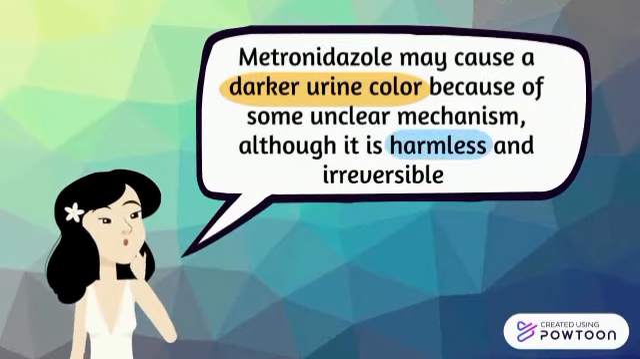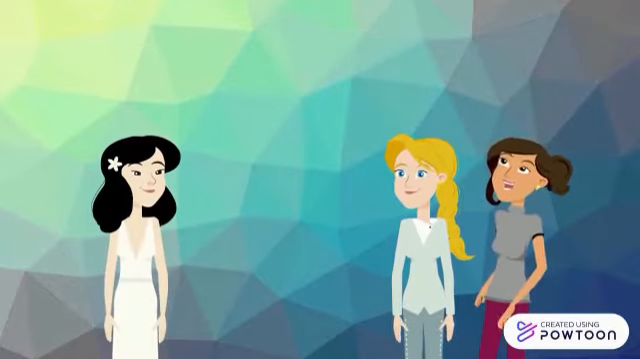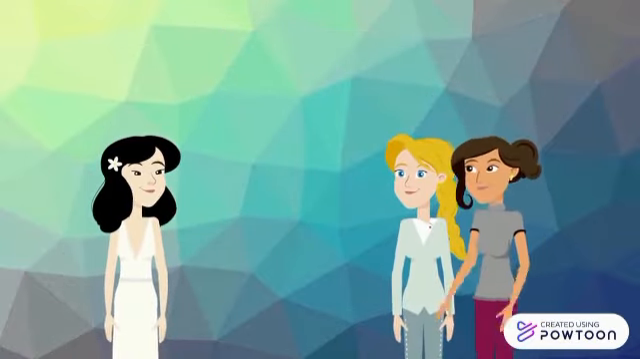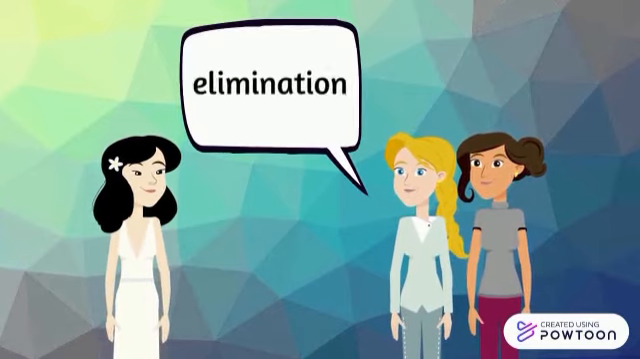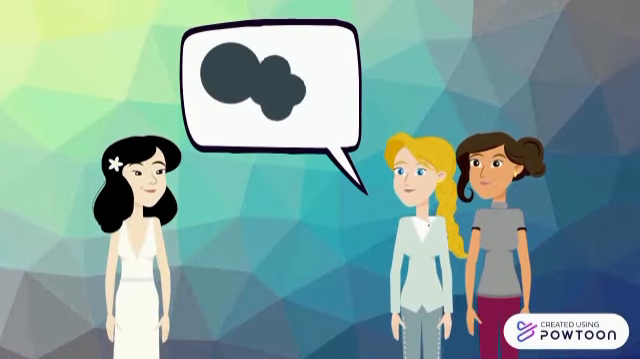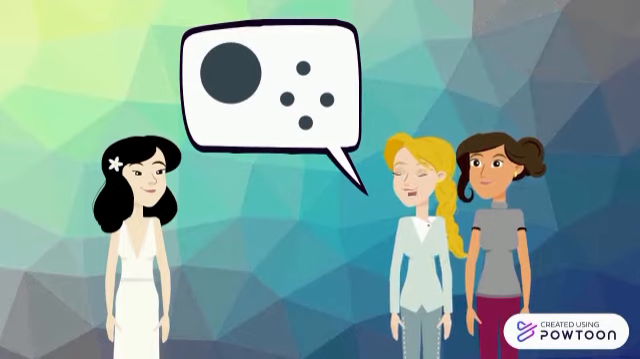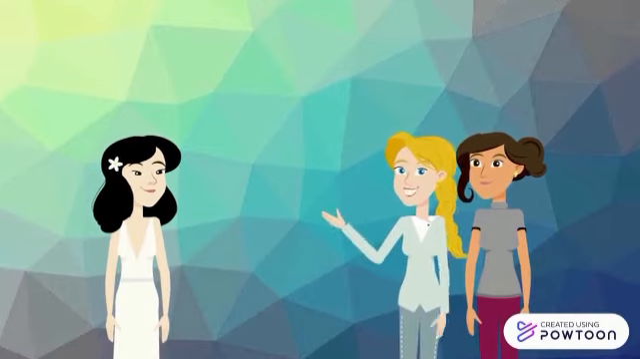But oh, it's harmless, and it will disappear when we stop the medication. Oh, I'm so relieved. Yeah, make sure you read it first, and don't get freaked out, Grace. By the way, I've read an article that when metronidazole undergoes elimination through the kidney, it will be broken down into its metabolite. And this metabolite will be the one that causes the pigment changes. That's why you can have a darker urine color.